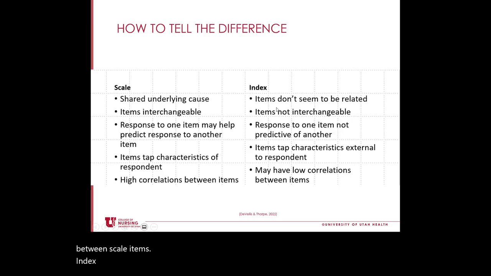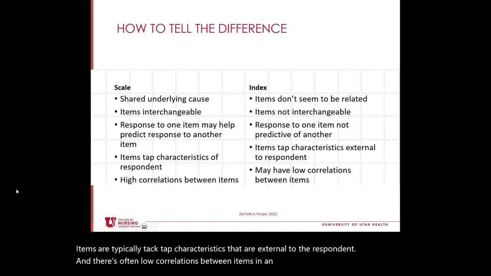Index items often don't seem to be related. Index items are usually not interchangeable. Index items are often not predictive of one another. Items typically tap characteristics that are external to the respondent, and there's often low correlations between items in an index.